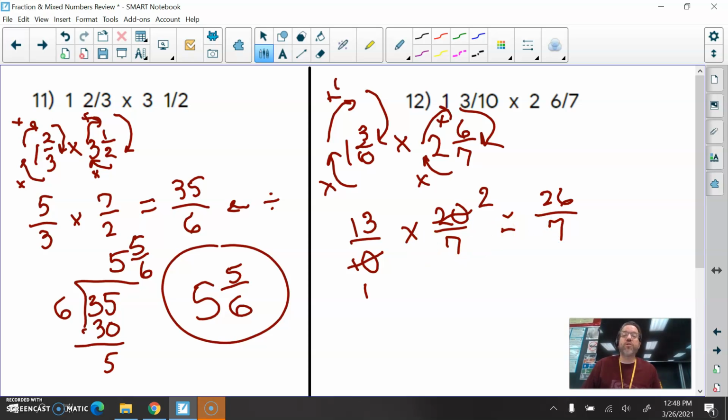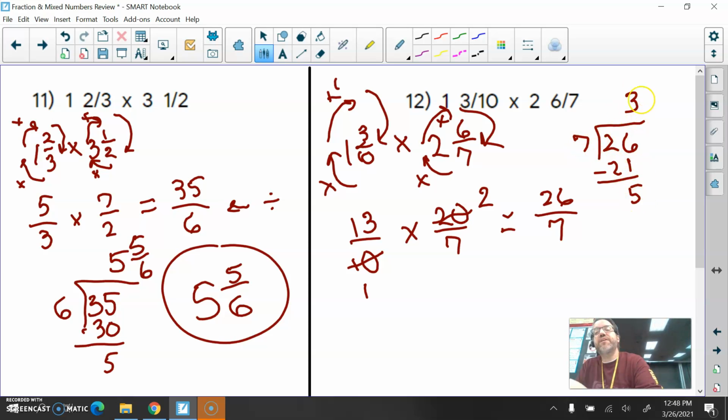Just like in number 11, I have it fully simplified, but it's improper. So I need to divide 26 by 7 in order to convert it back to a mixed number. 7 times 3 is 21. I subtract that from 26, I have a remainder of 5. The remainder goes over the divisor of 7, so I have 3 5/7. Okay?